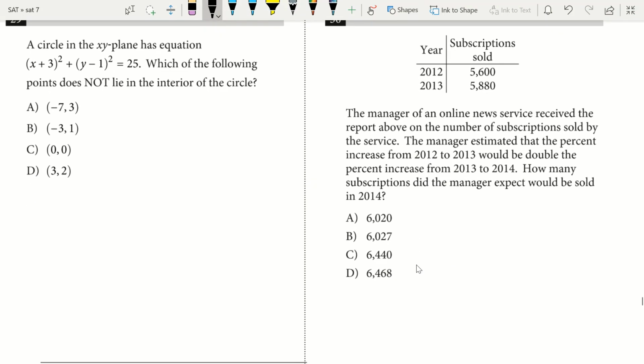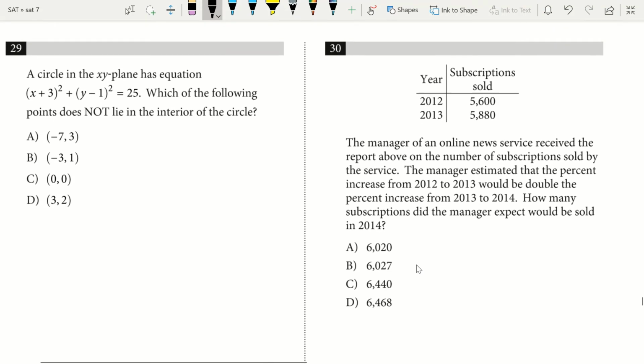All right, 29. A circle in the xy plane has equation (x plus 3) squared plus (y minus 1) squared equals 25. Which of the following points doesn't lie in the circle? You can plug all these in, but that's going to take you a bit longer, so what I'm going to do is find my center.